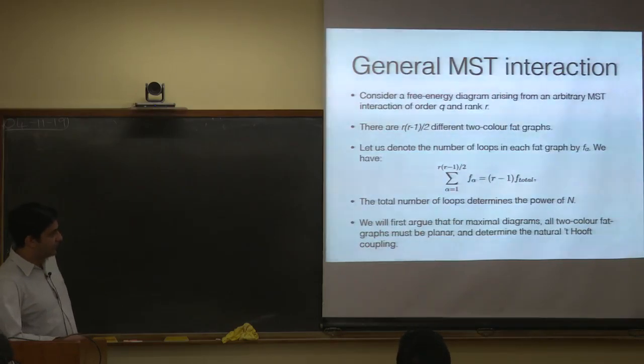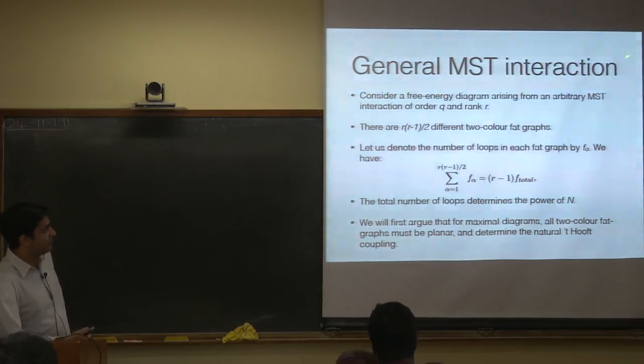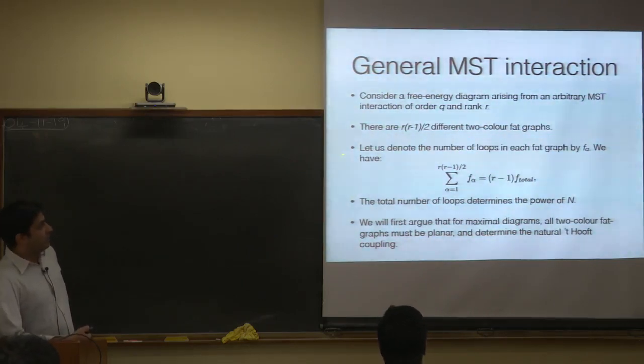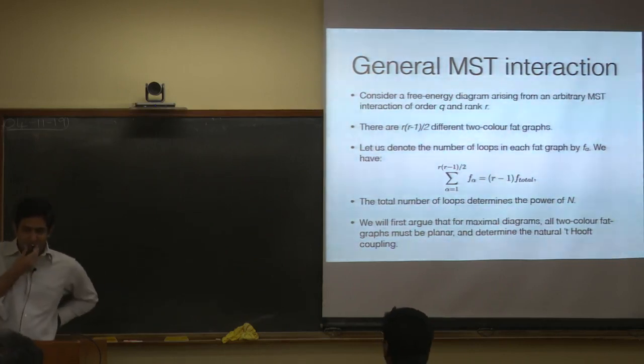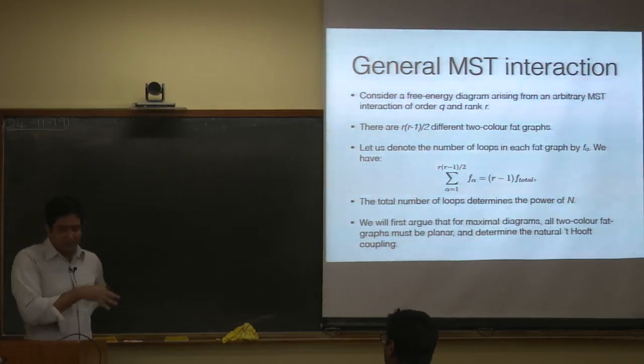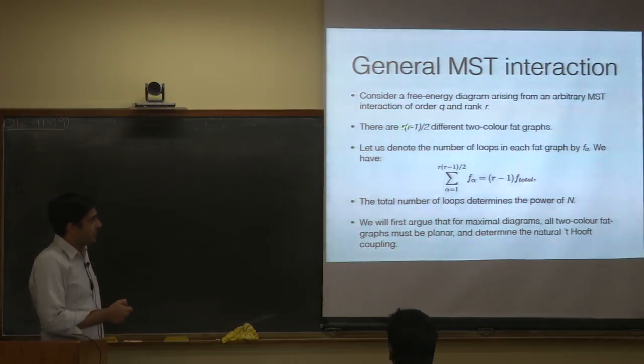Yeah, so here's just the straightforward generalization. First, consider any maximally single trace interaction. There are R choose two color fat graphs. This is why, of course, we have to do all this graph theory, but maybe this graph theory can be translated into something more abstract. The graph theory sounds like a lot of detail, but maybe there's some principle. Yeah, but the graph theory gets slightly more complicated for these other guys.